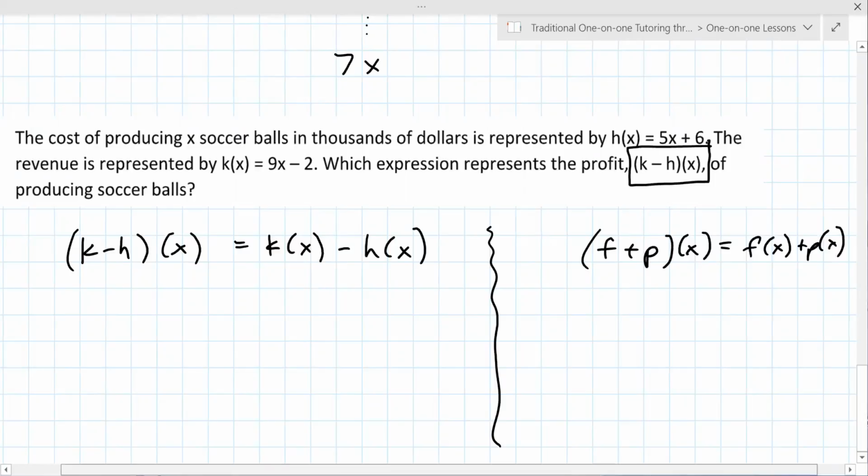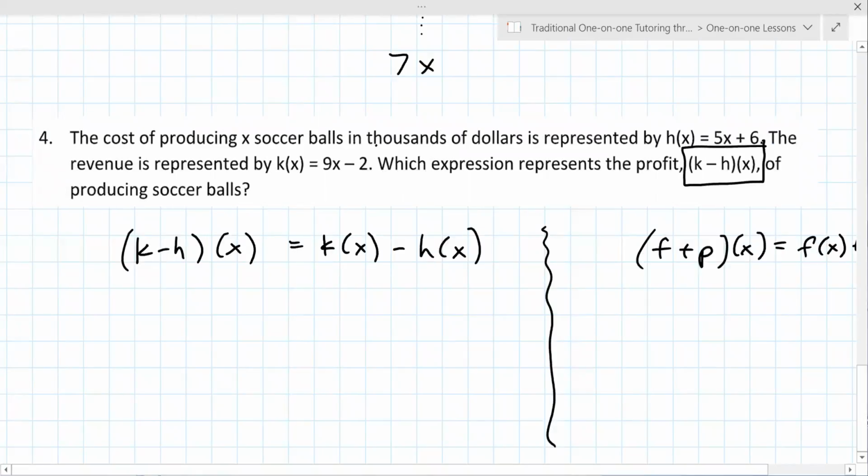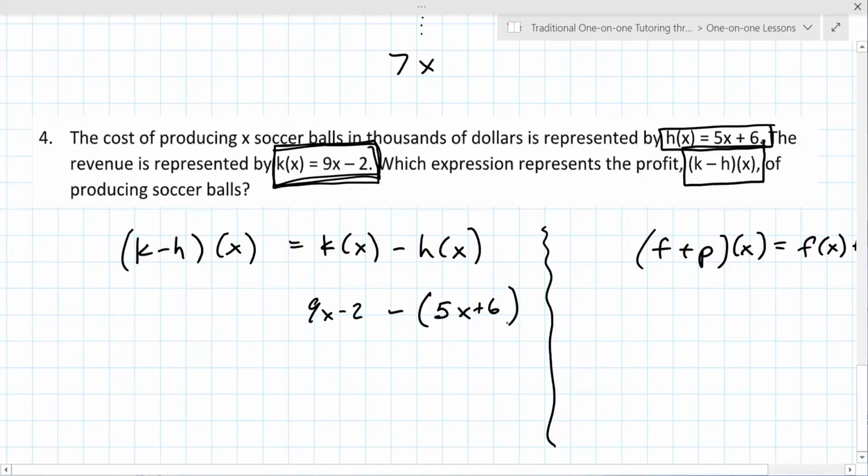Right. Okay. All right, good. Now on the left here, do we have a function for k of x? Yes. Right there, 9x minus 2. Do we have a function for h of x? Yes, we do. Minus, now this is where you got to be careful because it's subtracting the whole thing. Whenever you subtract, you want to use parentheses, because this negative has to distribute to both terms. So we have 9x minus 2 minus (5x minus 6).